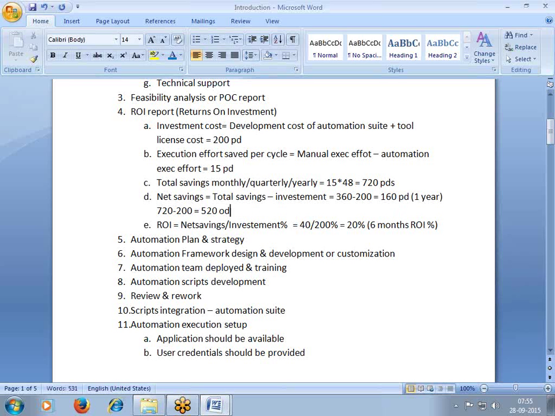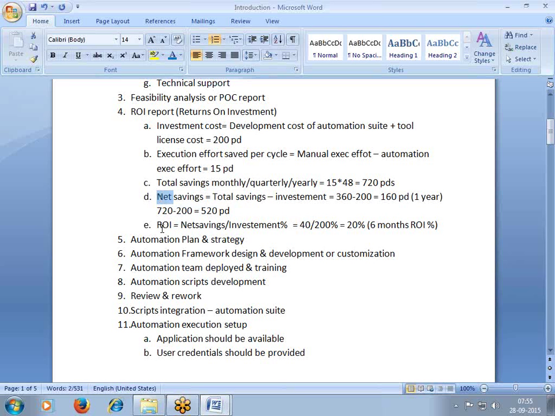520 percentage. Got it? See, it is increasing. At the end of the first year, it is 160 days. At the end of the second year, you will be achieving 520 percentage of saving. Are you clear? Then what is the percentage ROI? How is it net saving?